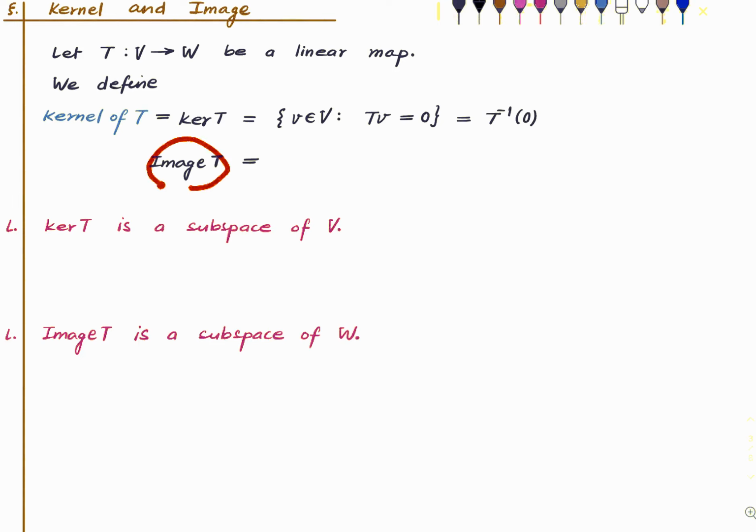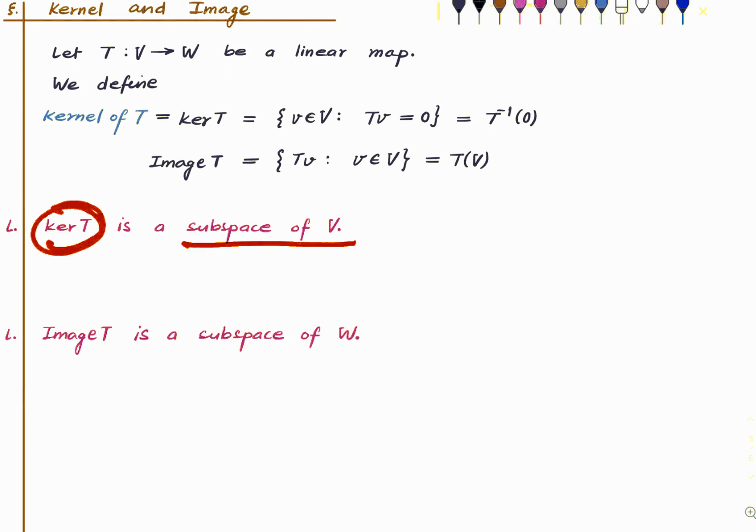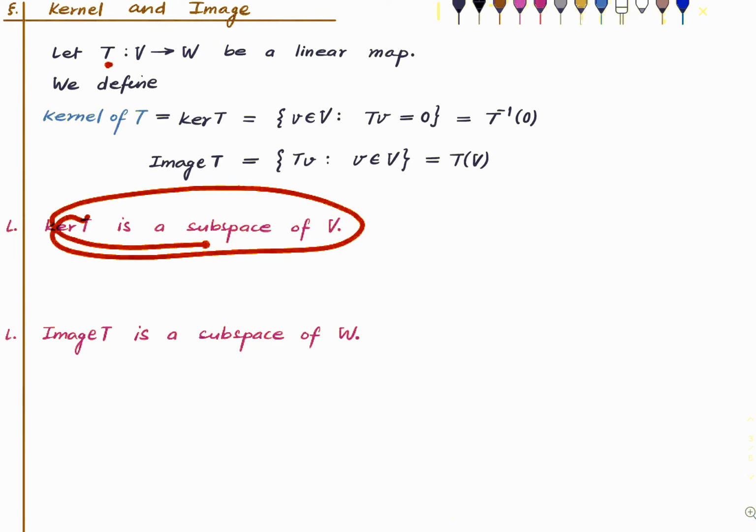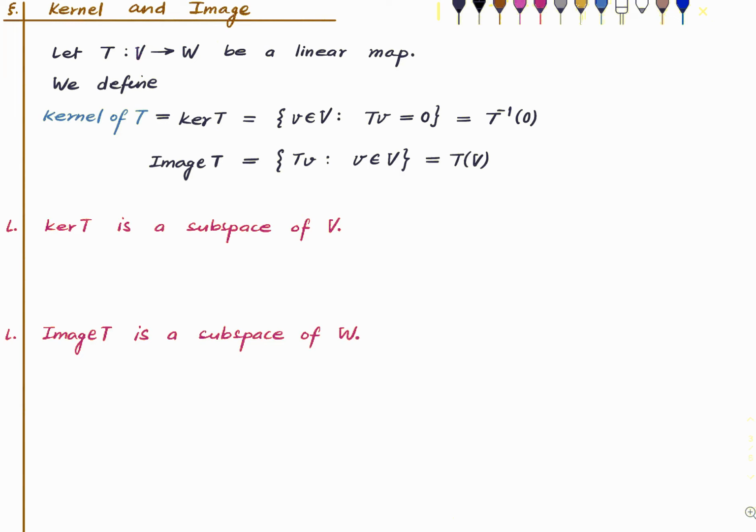And we have this image of T. This is nothing new. This is just the image of the map T. Purely set theoretic concept. Can also be written as T of V. Okay, so these are two notions that we associate to any linear map. And interestingly, kernel of T is a subspace of V. Whenever you have a linear map from V to some other vector space, of course they have to be over the same base field, then the kernel of that linear map will be a subspace of the parent or the domain space. Proof is very simple.